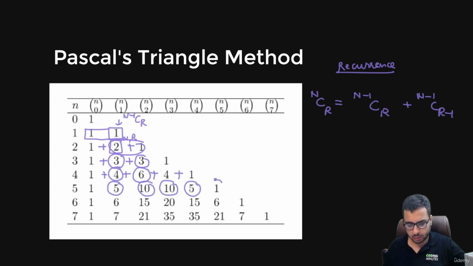4 plus 1, which is 5. What about this 1? It is the last element, it is going to be 1. Okay. So what about this 6? Sum of these two. What about 15? Sum of these two. What about 20? Sum of these two. What about 15? Sum of these two. Okay.